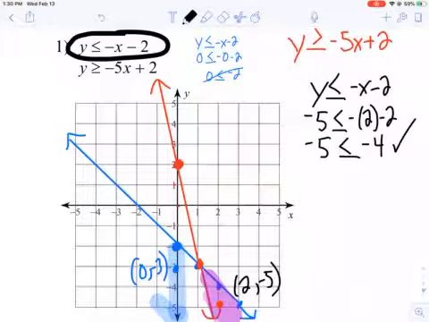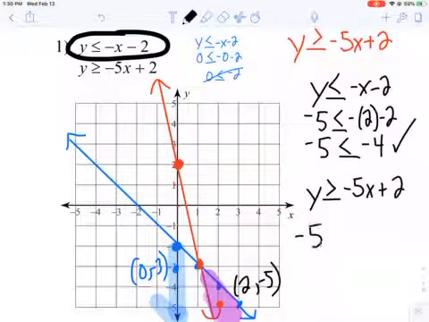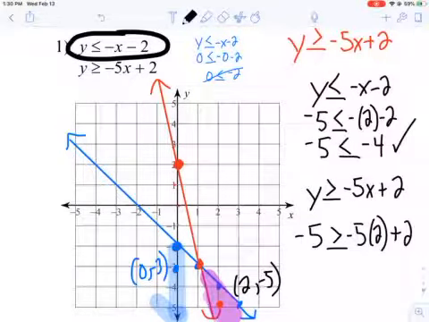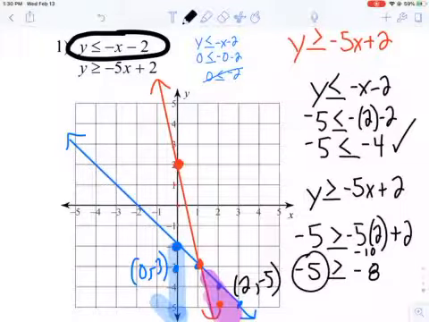Hey, that's a true statement. That works for my first inequality. Let's see if this works for my second one. So I have y is greater than or equal to negative 5x plus 2. I'm going to use my same point again. So negative 5 for my y value, and for my x, again, I'm going to use 2. And I can just solve. Negative 5 times 2 gives me negative 10. Negative 10 plus 2 gives me negative 8. Negative 5 is greater than negative 8. What do you know? Check mark.